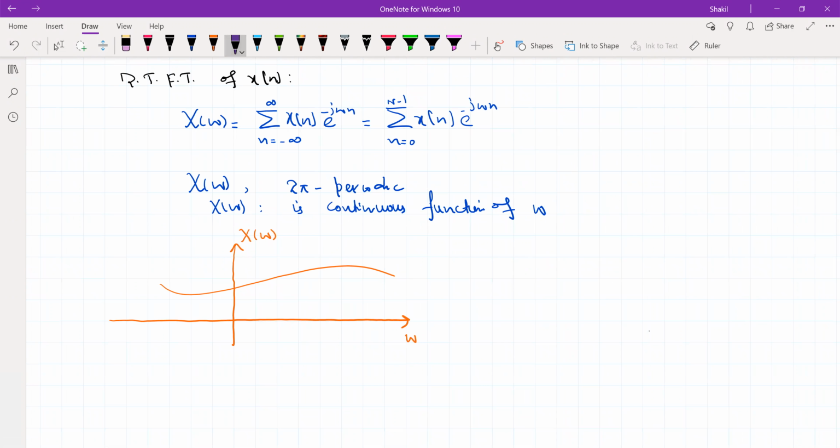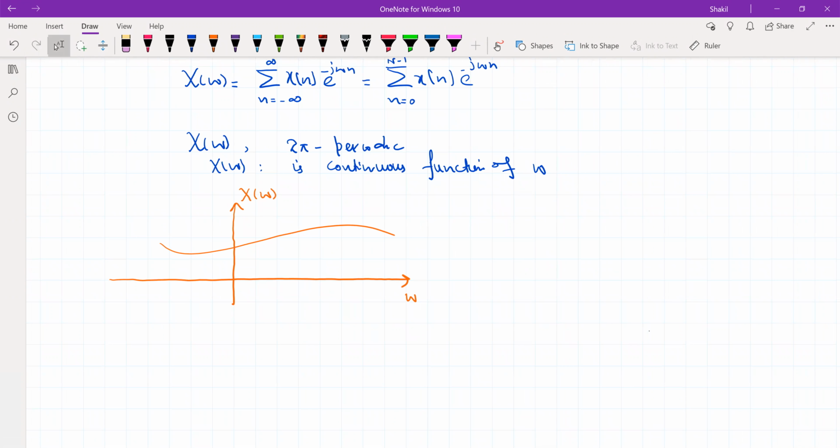Now what we'll do, we'll sample this. This cannot be stored in a computer, means the computer cannot store it. Actually, if this is a continuous function of omega, we need infinite values to store the discrete time Fourier transform in a computer. So what we will do, we will sample this at regular values of omega. And suppose we take N samples of that omega between 0 to 2 pi.